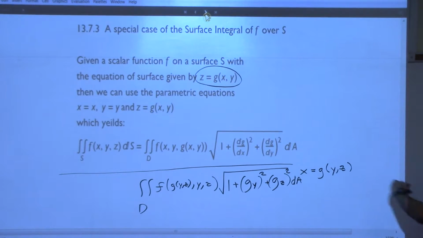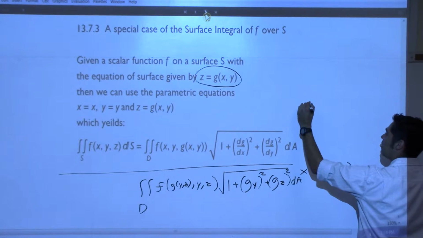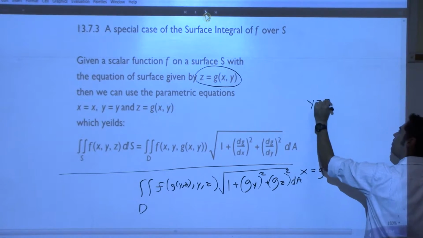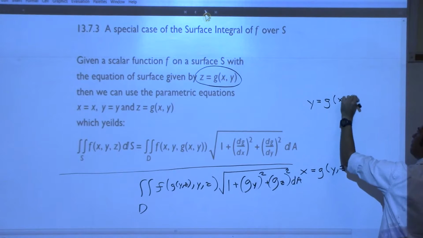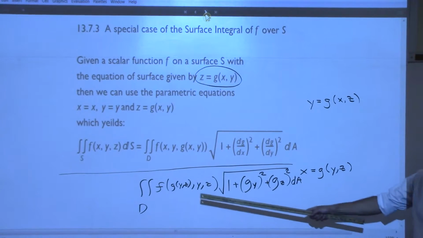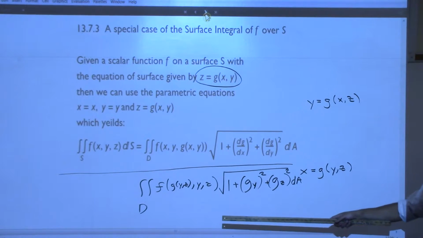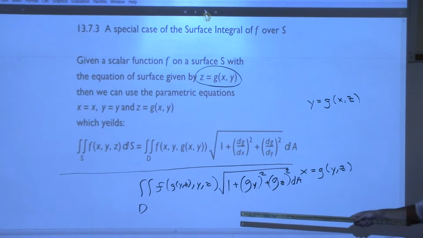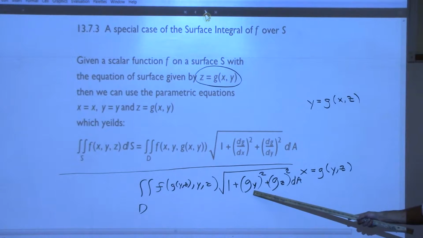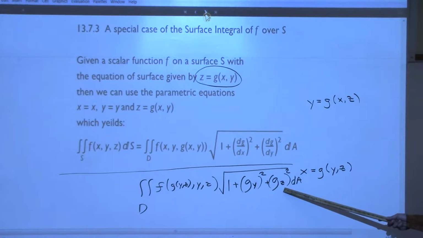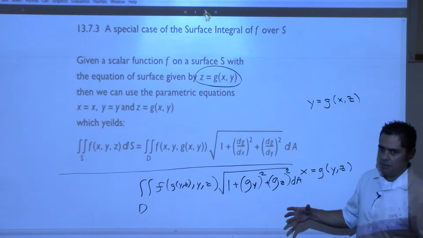And then the last one, I won't write the formula down. I'll just say what it is. What if y is some function of x and z? We'll have f of x, g of xz, z, square root, and then this partial becomes partial with respect to x, and that one stays partial with respect to z. Understand?